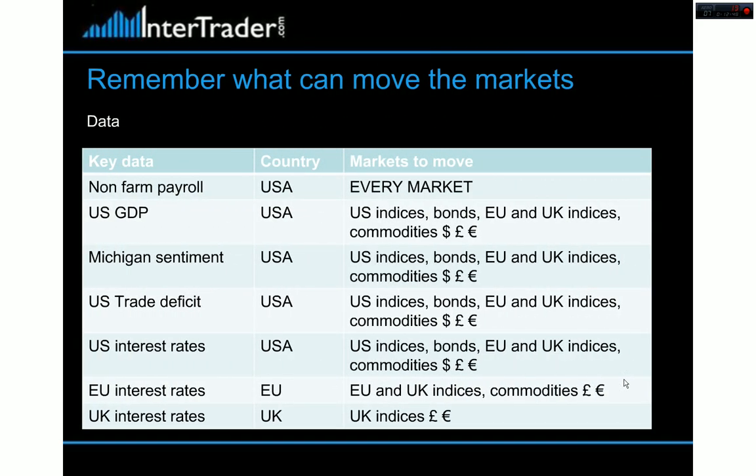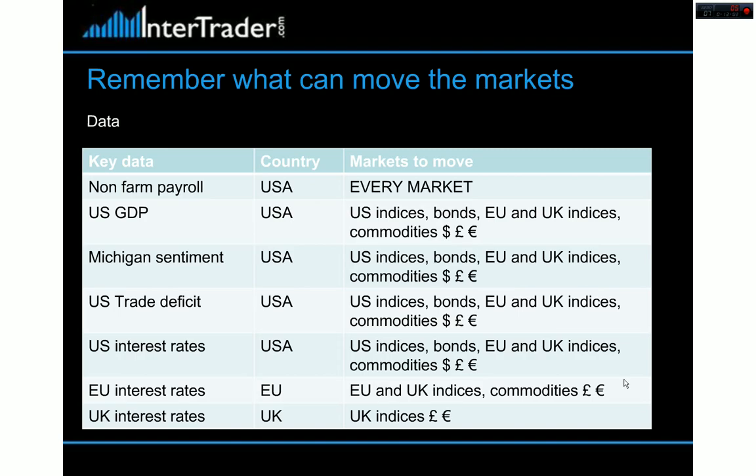Other things that move the market is non-farm payroll, which we're going to have tomorrow. So that's the employment situation in the US. So a very big piece of data. Then we've got things like the GDP, which we've seen cut heavily in the UK, but the US GDP is probably the biggest figure because it's again the world's biggest economy.